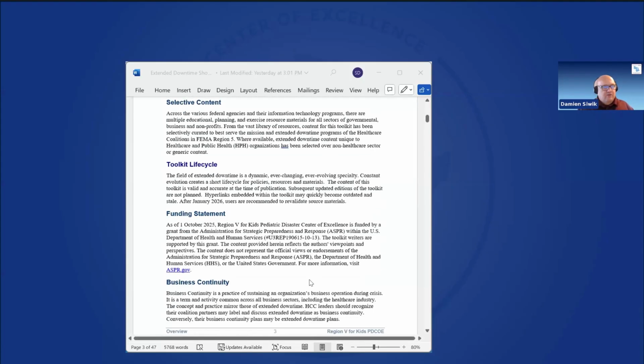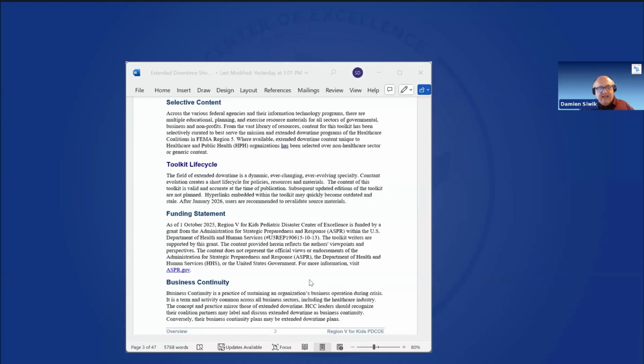We did address the funding statement earlier at the beginning, and I do want to take a little time and talk about business continuity. With business continuity, I'm actually going to be talking about 3 different terms. Of course, business continuity, extended downtime, and cybersecurity, and recognizing that they really interrelate and there may be duplicative work across the 3. So as you go through the extended downtime assessment, you may identify a gap and then recognize, but we've already fixed it with this plan over here.